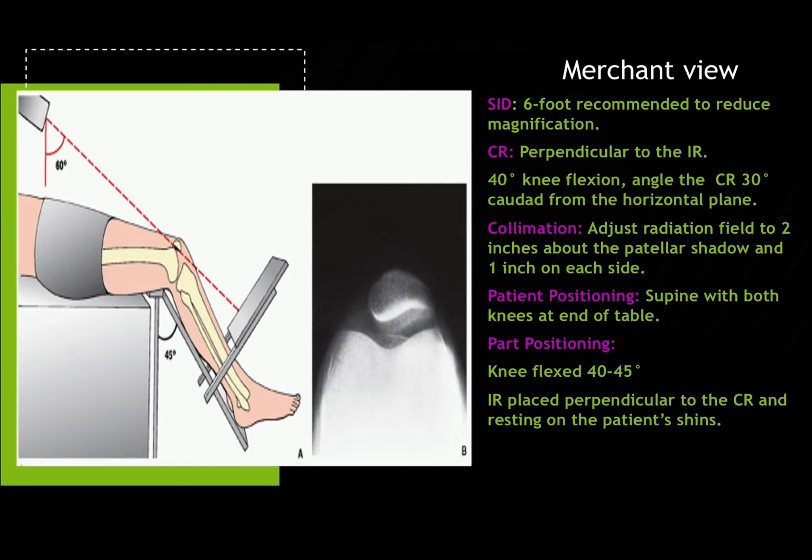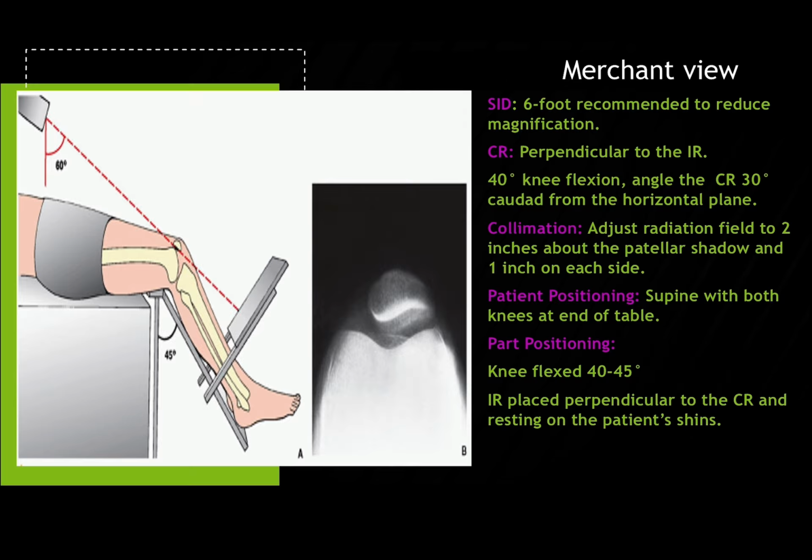So the first one is the Merchant view. SID of 6 foot is recommended to reduce magnification. The central ray is perpendicular to the IR with the knee flexed 40 degrees. We angle the central ray 30 caudad from the horizontal plane. Collimation is adjust radiation field to 2 inches above the patellar shadow and 1 inch on each side. So you want a nice, small, tight collimation.